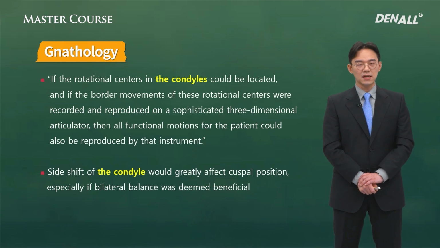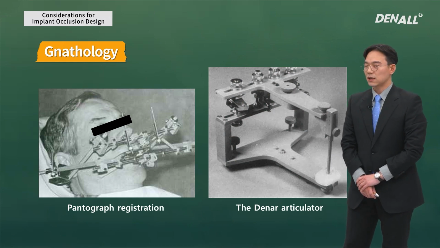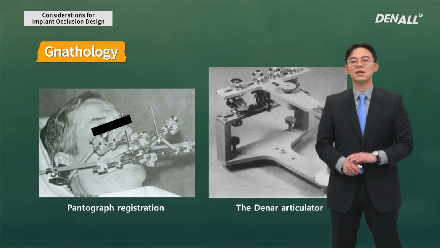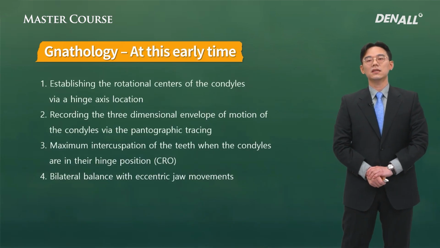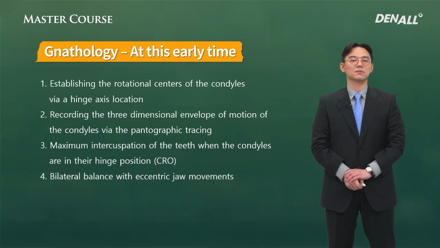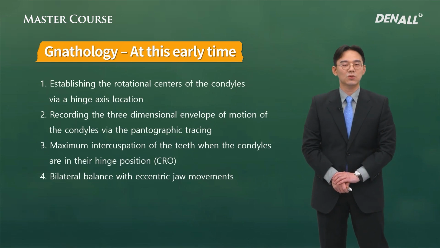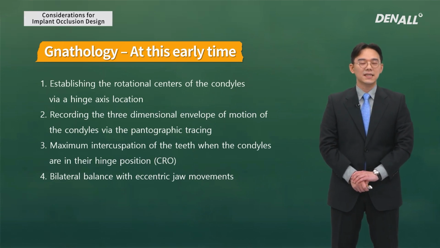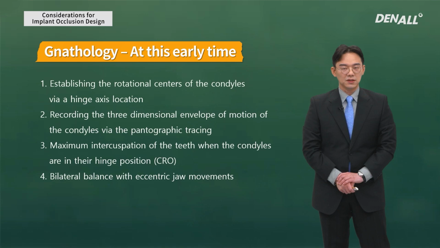And side shift of the condyle would greatly affect cusp position. So the gnathology school began to introduce and develop the pantograph to record in detail the position and movements of the condyles, and articulators to reproduce them. The early concept and sequence of treatment of gnathology is as follows. First, establishing the rotational centers of the condyles via hinge axis location. Two, recording the three-dimensional envelope of motion of the condyles. Three, maximum intercuspation of the teeth when the condyles are in their hinge position in CR. So CO is achieved.